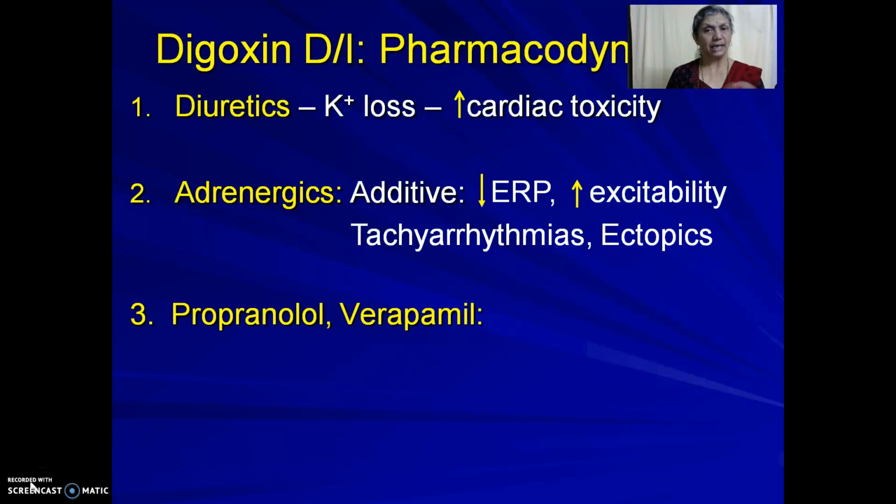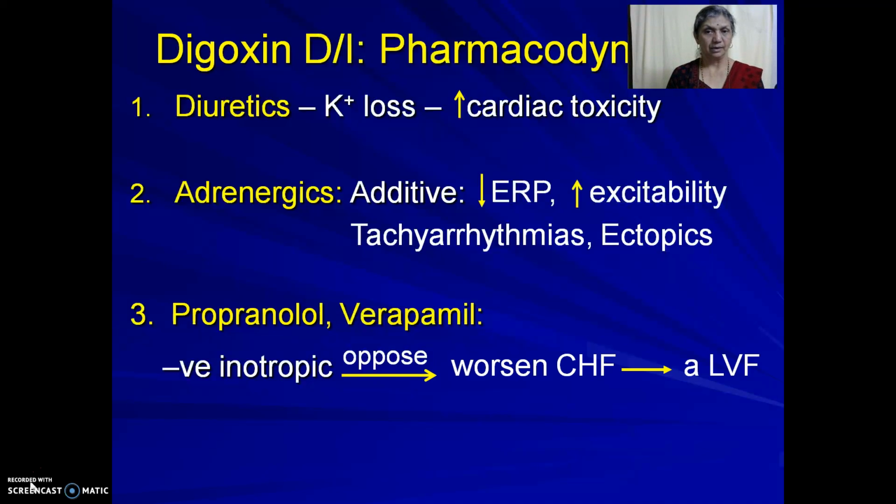Beta blockers and calcium channel blockers have an interesting interaction with digoxin. Both these drugs can reduce the force of contraction. They have negative inotropic action. This opposes the therapeutic effect, and therefore it can worsen CHF or push the patient into acute failure.